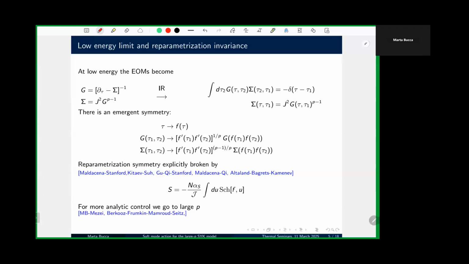I should also mention that while we were working on this, we found out that another group of people was also working on deriving the Schwarzian for the large P SYK, and the derivation that they have is similar to ours, but it's still a different and alternative derivation to the two derivations I'm going to show you over the course of this talk.